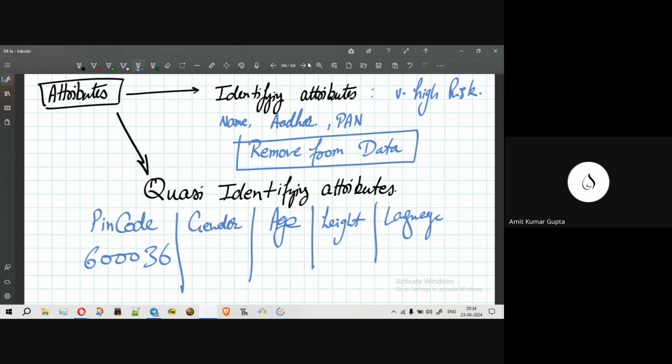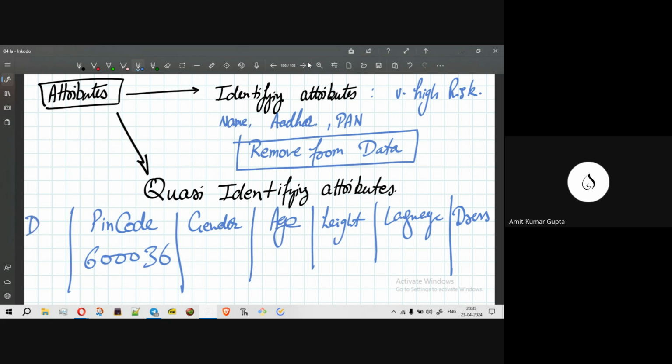But what if I give you all of my attributes? I will give you my pin code, my gender, my age, my height, my language, and one or two other attributes like my dress. Location. Which type of dress? If I tell you I'm wearing a t-shirt and jeans right now, one single attribute cannot help you to identify me.